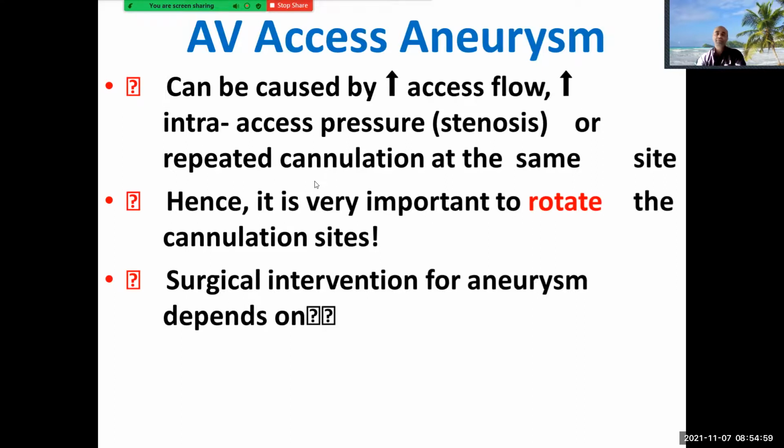AV access aneurysm can be caused, what is the aneurysm caused by? Increased access flow, increased intra-access pressure from stenosis, or repeated cannulation at the same site. Repeated cannulation at the same site with increased intra-access pressure and increased access flow all cause weakness in the wall, and your fistula gets bigger and bigger. Hence it's very important to rotate the cannulation site.